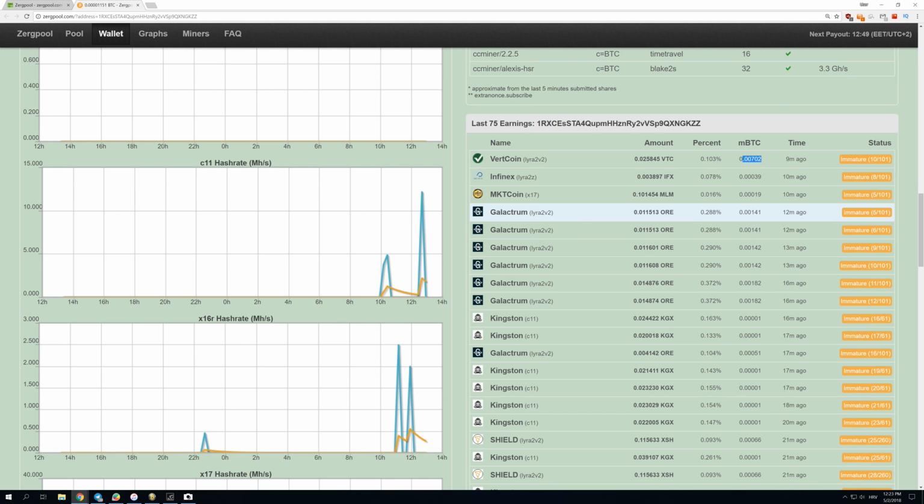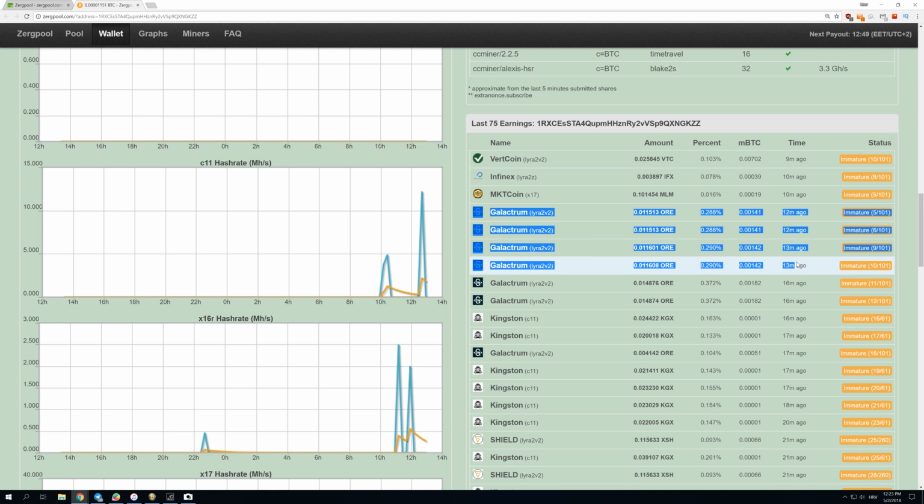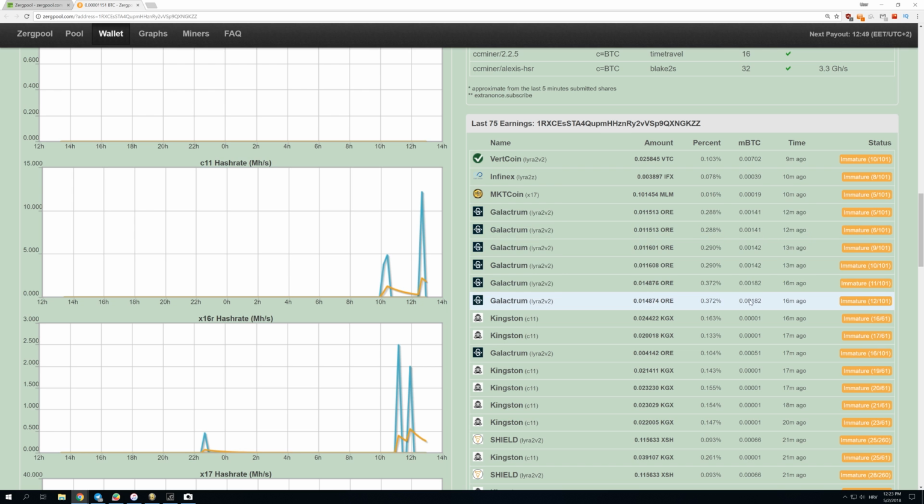For example, over here we got really lucky by solving a Galactrum block, which has one block every 2 minutes, and every one of my GPUs that I connected to this pool got a reward of between 141 to 182 satoshis. So I got a big part of this hashing power, so I got paid a lot.